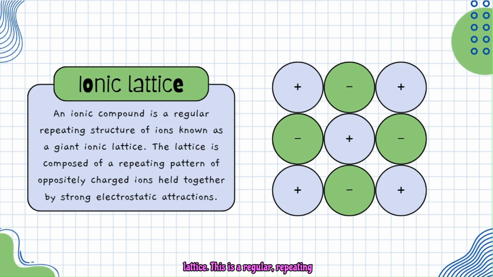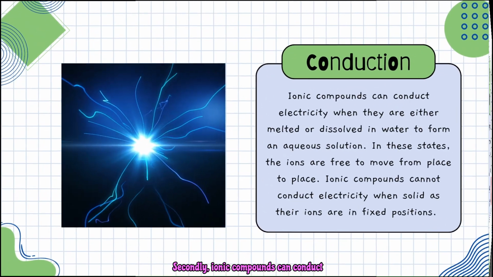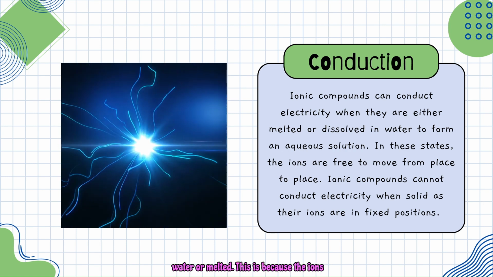Ionic compounds don't just form simple pairs of ions, they create a giant ionic lattice. This is a regular, repeating structure where each positive ion is surrounded by negative ions, and each negative ion is surrounded by positive ions. Due to this structure, ionic compounds are usually solid at room temperature and have high melting and boiling points. It takes a lot of energy to break all those strong ionic bonds. So as the ionic bonds are really strong, and require lots of energy to break them, ionic compounds have high melting and boiling points.